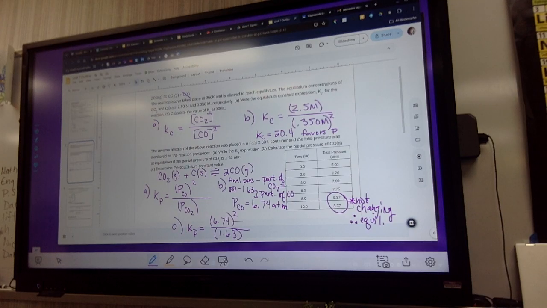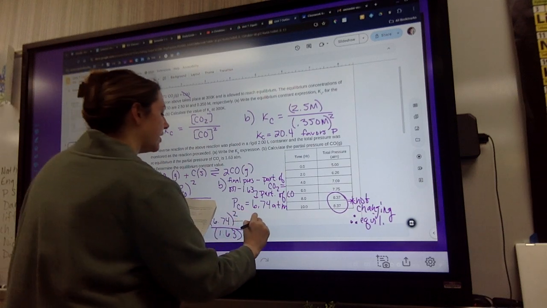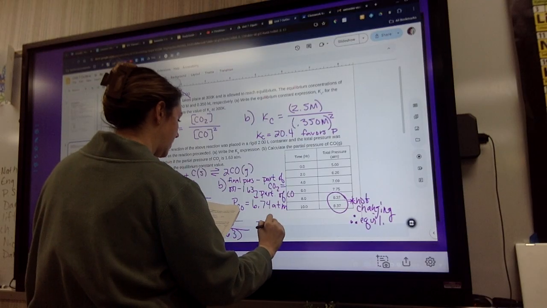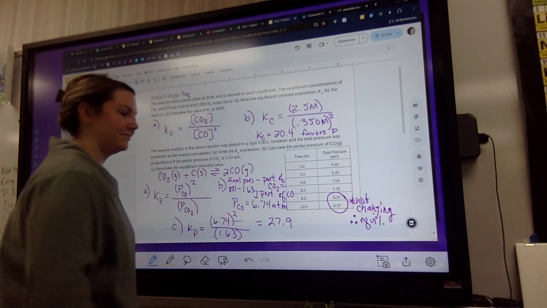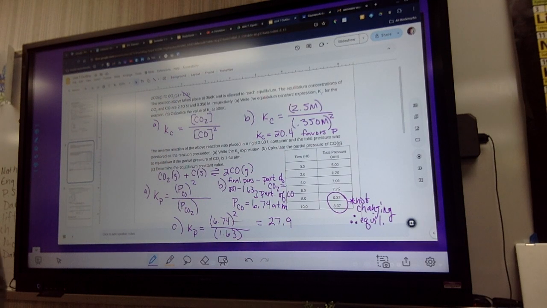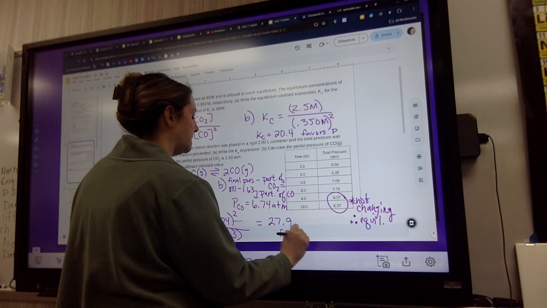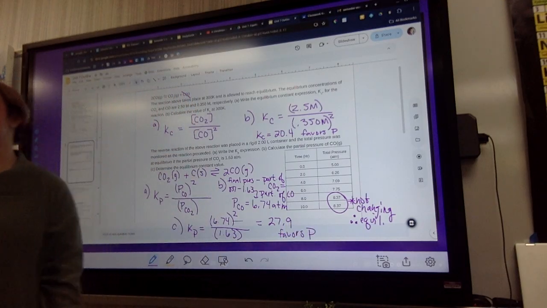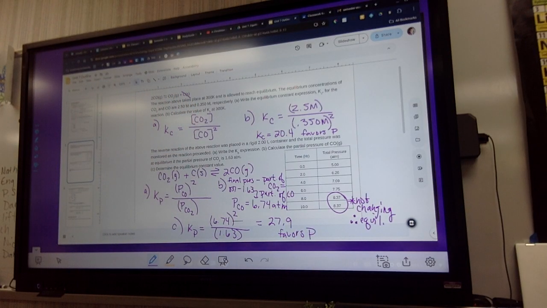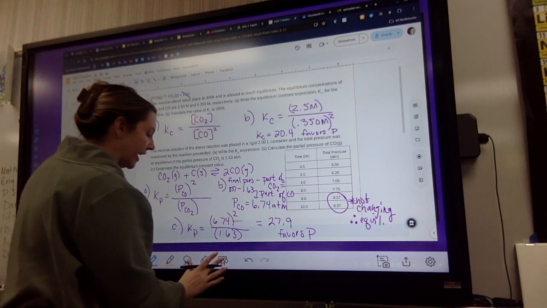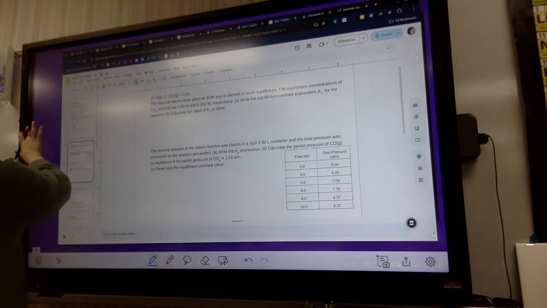So then we just math. We're going to do 3 sig figs to get 27.9. So what does it favor? Products. Which means that at equilibrium, we're going to have more products, meaning more carbon monoxide, than we do reactants, so the CO2. All right, last thing for today.